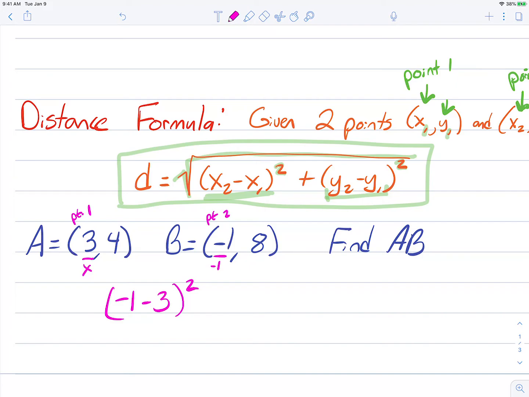I'll look it up. Plus, now I'm going to subtract the y coordinates. So here are our y's. This is our y coordinate, 8 and 4. So I'm going to say 8 minus 4. I'm going to square it. And the last part is to square root, and this is going to get me the distance.